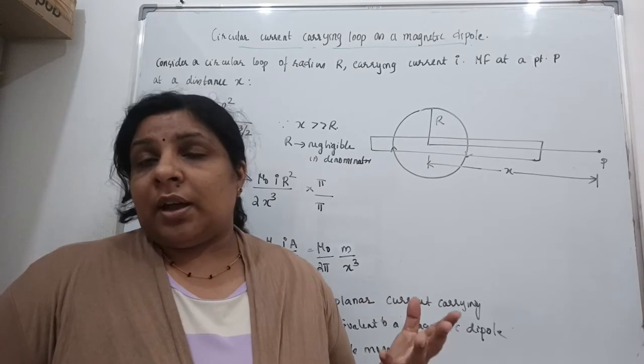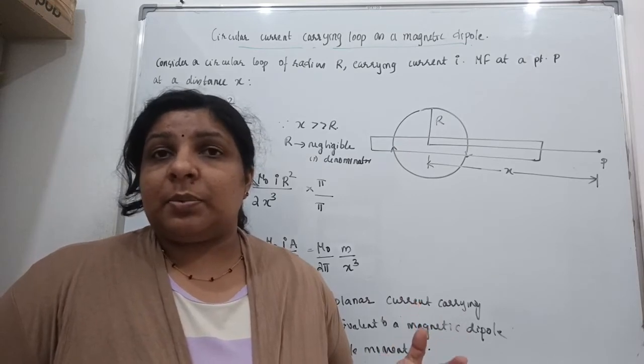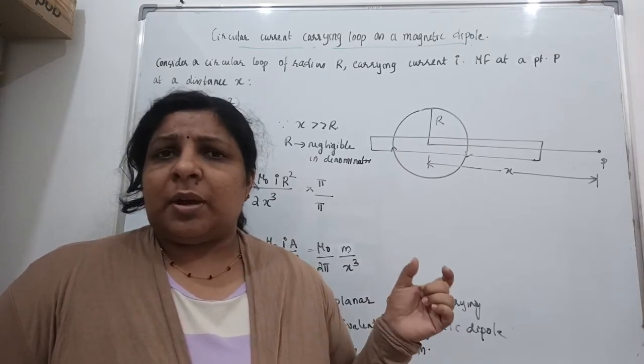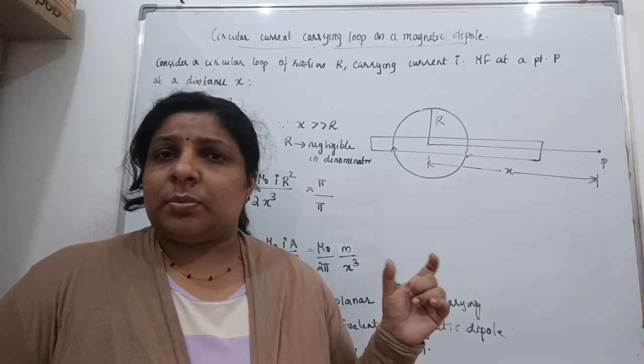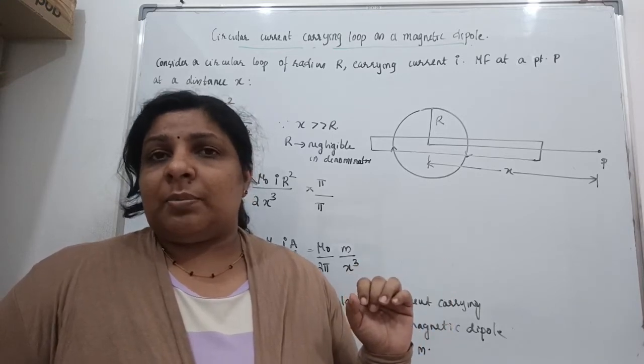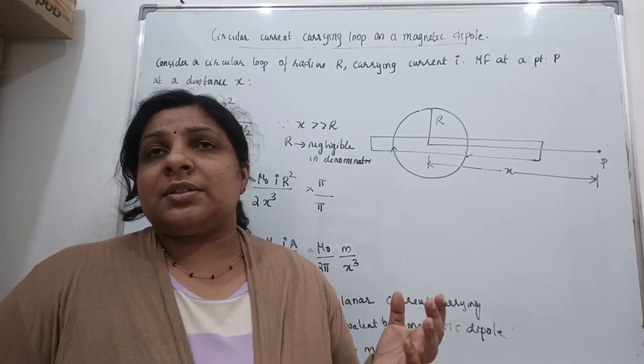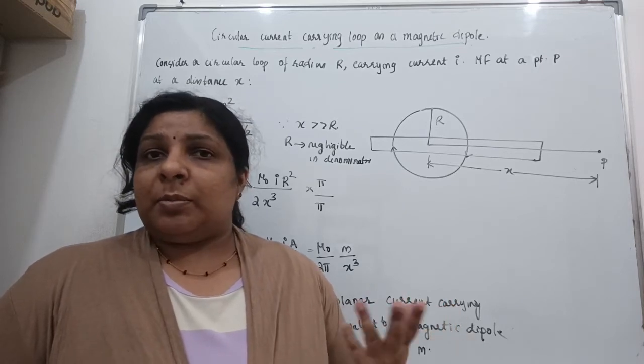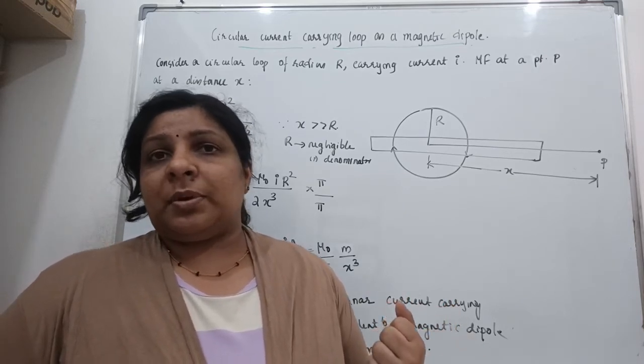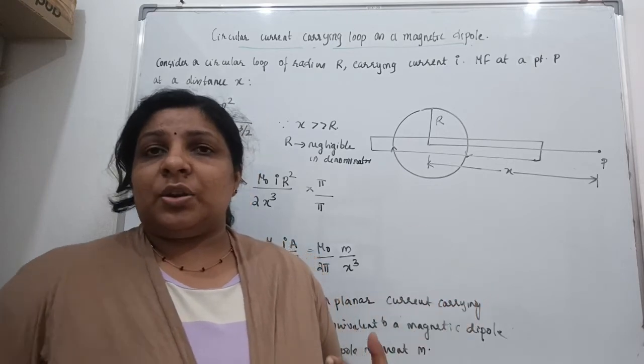Same like that, we have magnetic dipole. Magnetic dipole means a short magnet of north pole and south pole, that is known as a magnetic dipole, and the dipole moment you will get as I into A. Dipole moment is I into A. Dipole moment small m is equal to I into A.